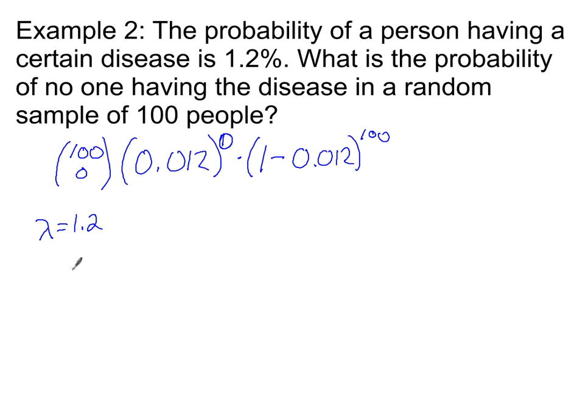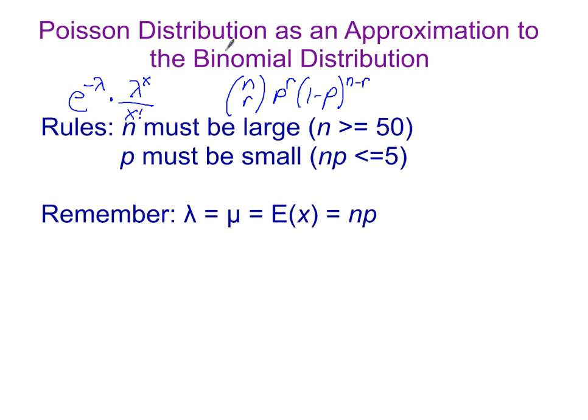And so the lambda here would be the Poisson distribution would be e to the negative lambda times lambda to the 0th over 0 factorial, right? Remember, this is the number of successes, okay? And so, 1.2 to the 0 is 1, and 0 factorial is also 1, so this is just e to the negative 1.2.